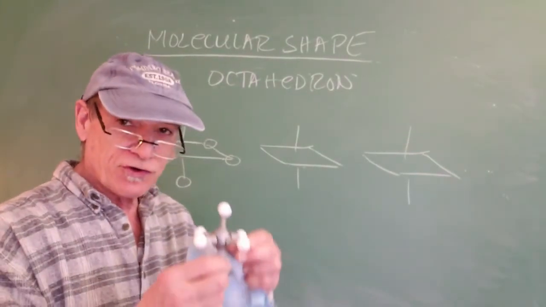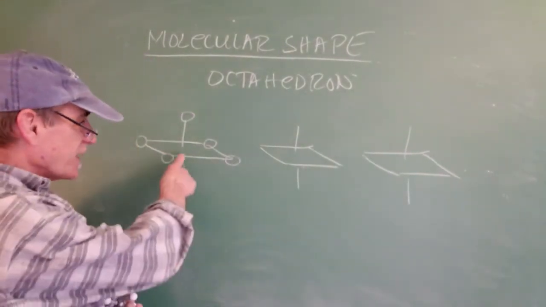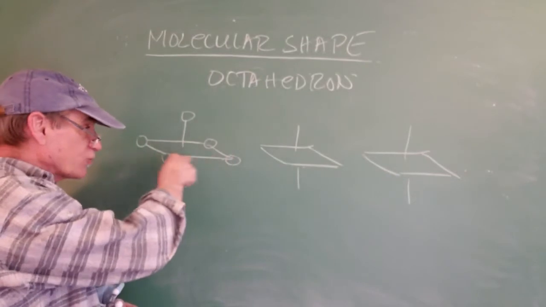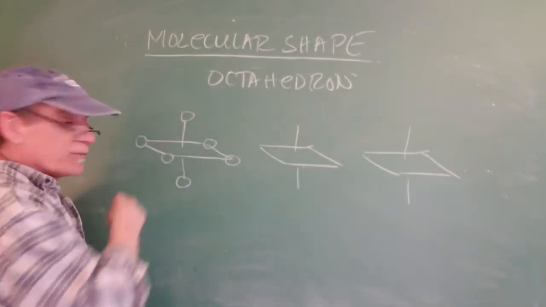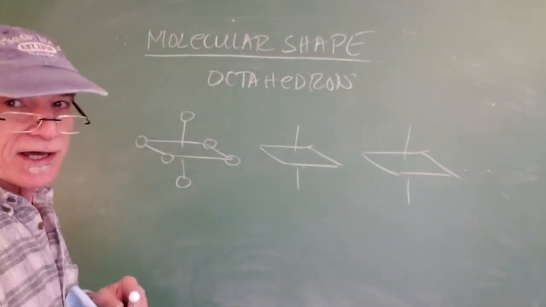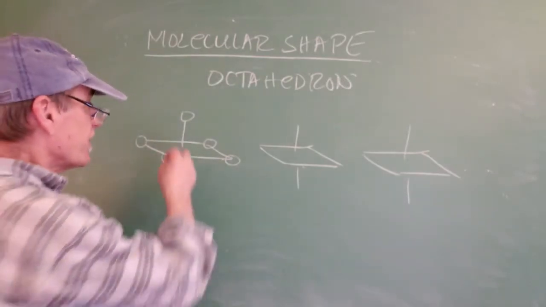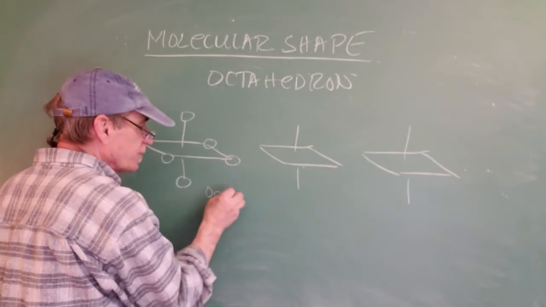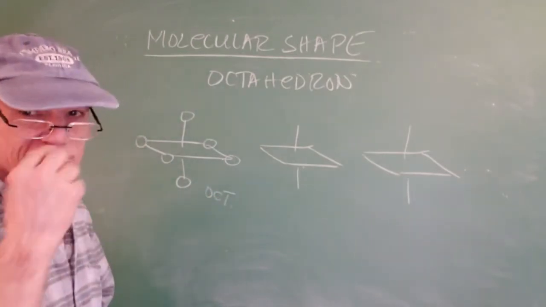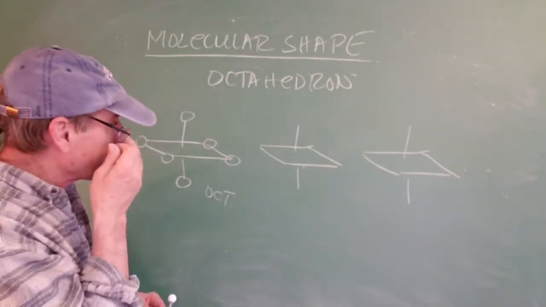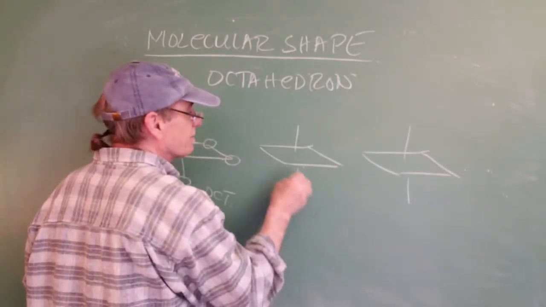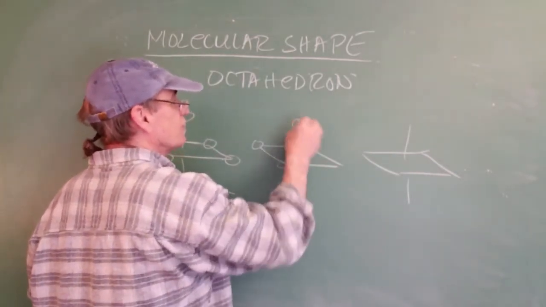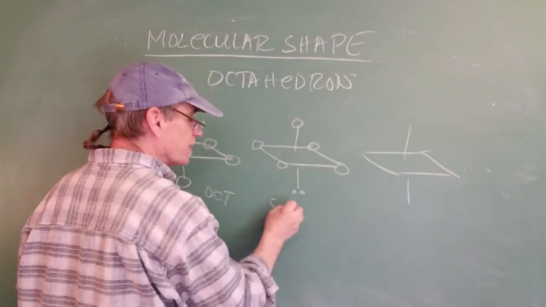Now, if all six positions are occupied, and this is how I sketch my octahedrons, I draw kind of a flat square with an axis through it and an atom at each corner and an atom on each of the axes. If they're all occupied and none of them are invisible, then they still refer to this molecular shape as being octahedral, same as what we call its electron pair arrangement. All right, but if one of them is a lone pair, and I'm going to put it down here on the bottom just because it makes it easier to see, this comes out to be a square pyramid.